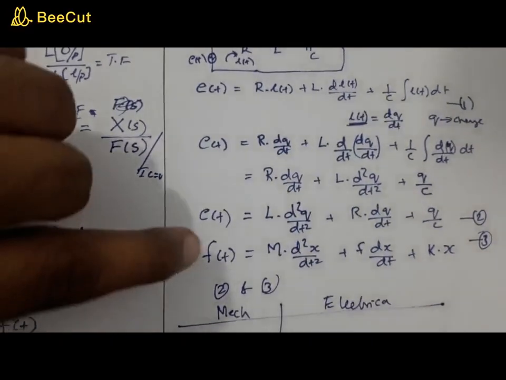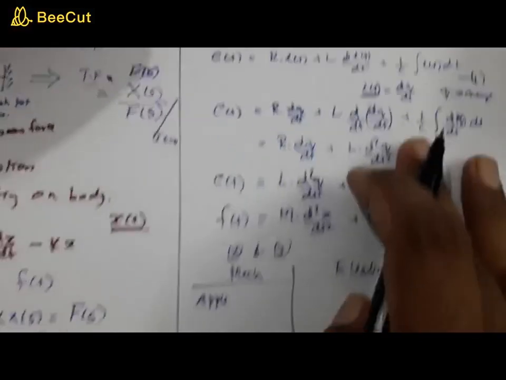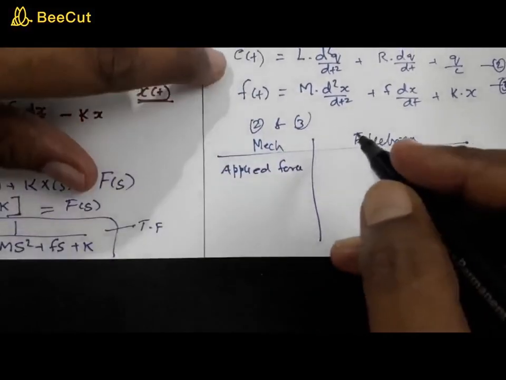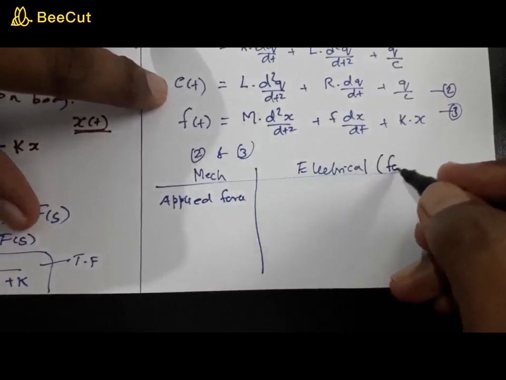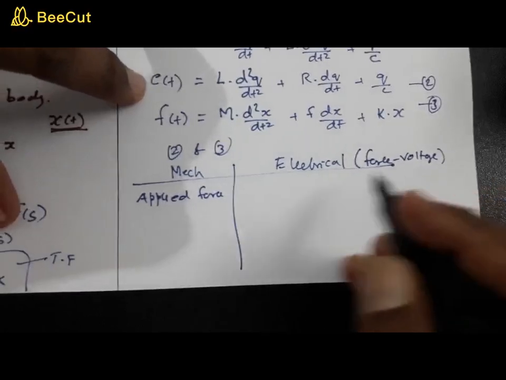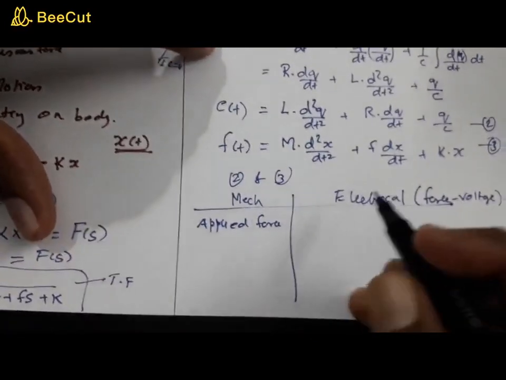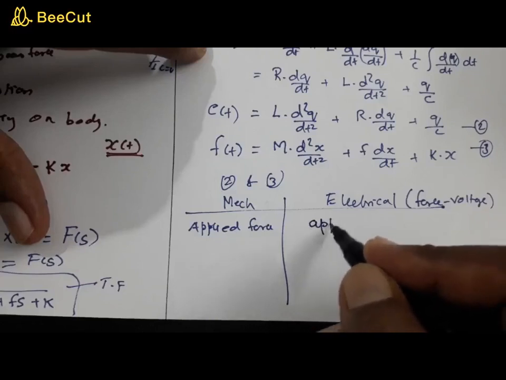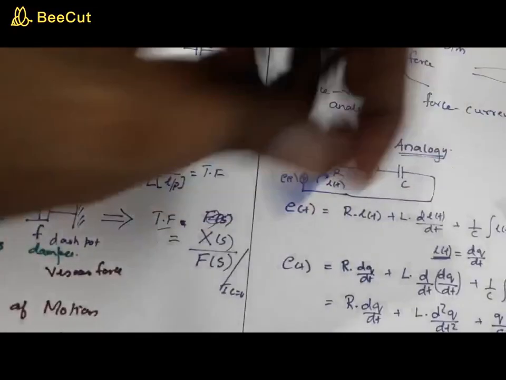Now in the mechanical system we have the applied force, right? And the applied force is equal to, this is electrical, what type of analogy? This is the force voltage analogy. I told you there are two types of analogy, and we are dealing with the first one, that is the force voltage analogy. So when you have the applied force, the equivalent of that in the electrical system is the applied voltage, right?